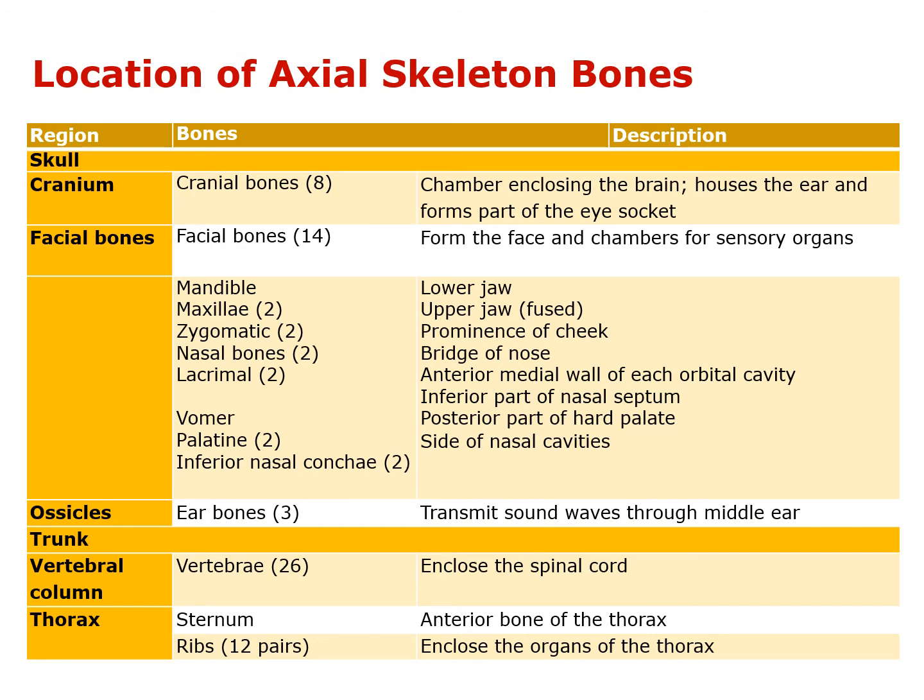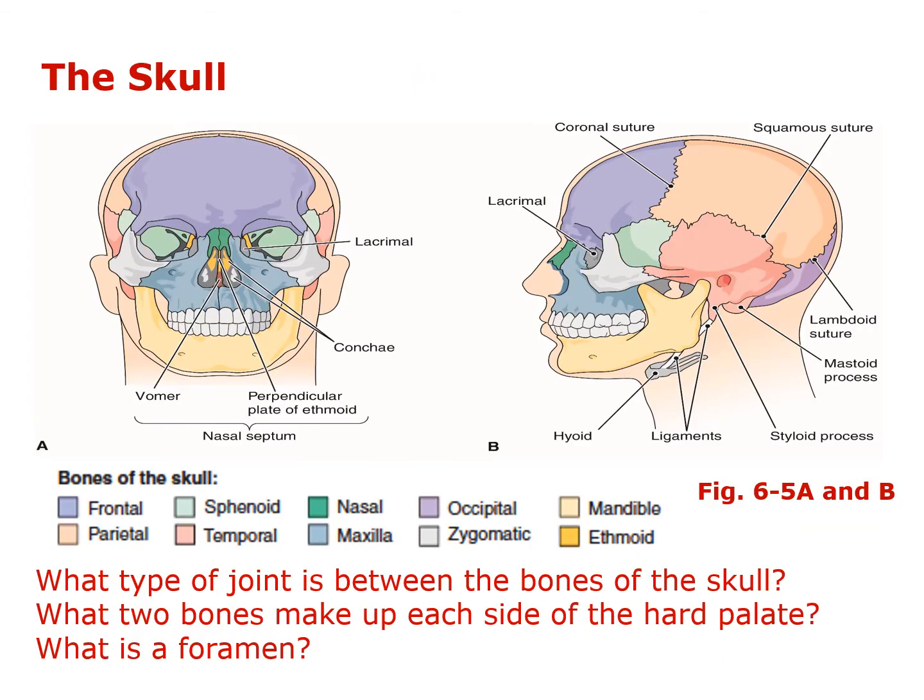The sternum is the anterior bone of the thorax, and the ribs enclose the organs of the thorax. Here's the skull. I like the other picture that I gave you for labeling better than this one. But as you see here, we have the lacrimal bones. We have conchae, which are inside the nose and are part of the ethmoid.